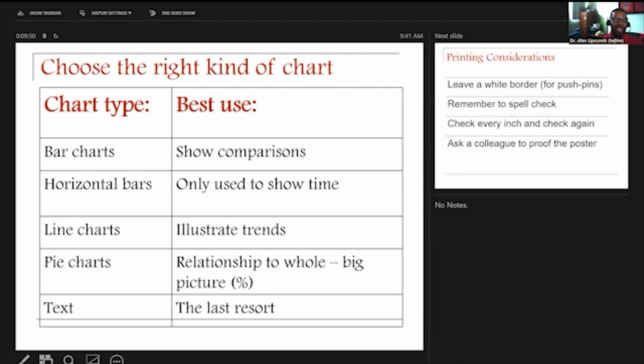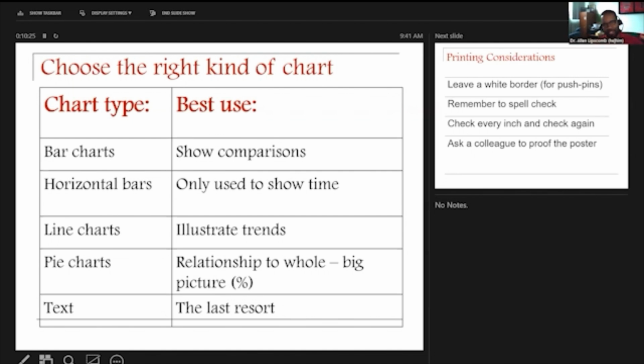So you want to choose the right kinds of charts. And again, this goes back to what I was touching on earlier, where you have blank white spaces in those sections, right? So you can use some charts and tables and things like that. So chart type, we have bar charts, as this is best used to show comparisons in your study. Horizontal bars, only used to show times, okay? Line charts illustrate trends that you've noticed. Pie charts, relationship to whole, like big picture, right?